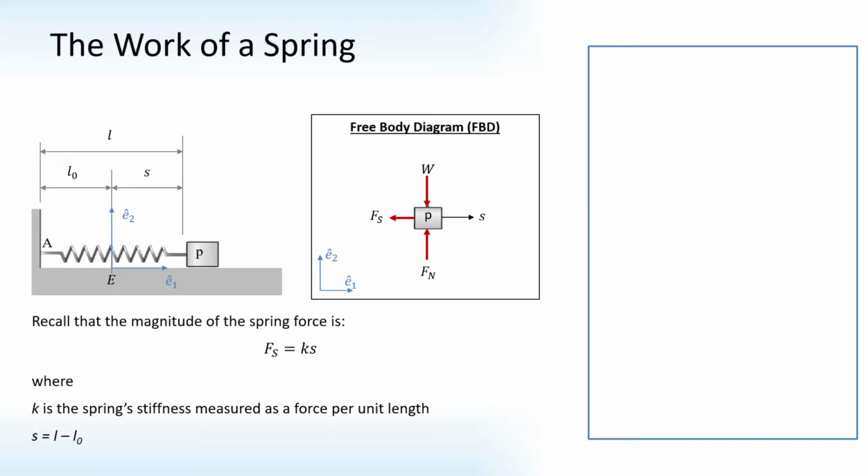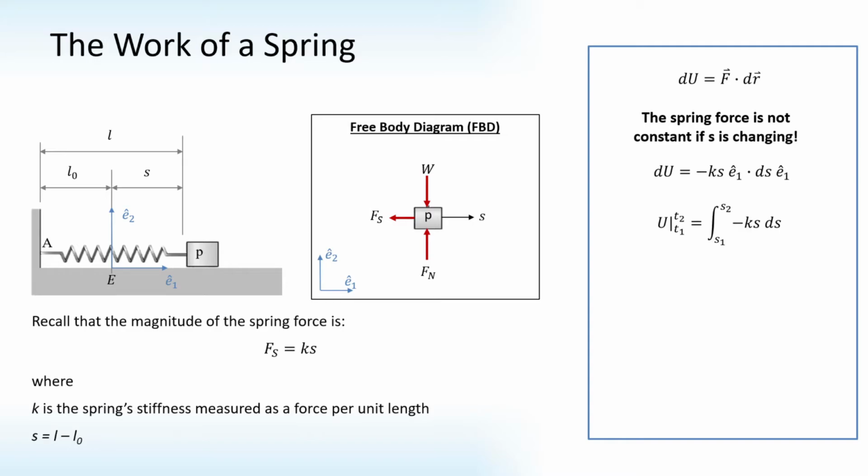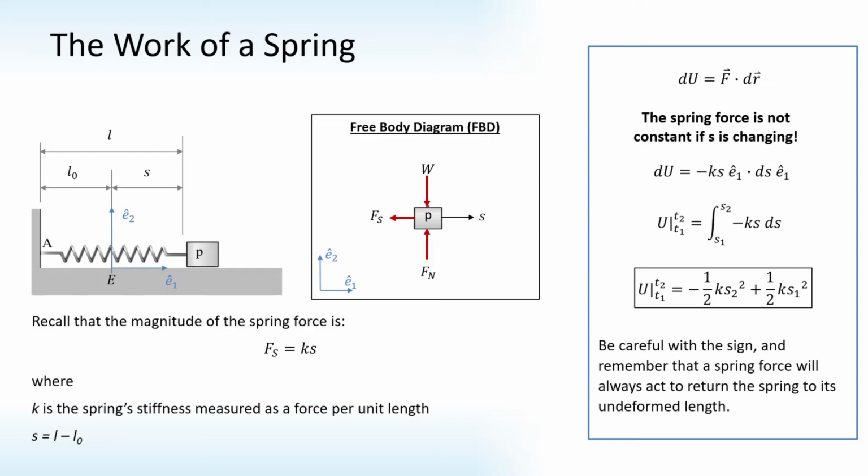Now let's go back to the general expression for work, which is dU equals F dot dr. Unlike gravity, the spring force is not constant. It varies with S. So plug in the expression for the force and we get dU equals negative kS E1 dot dS E1. And we can take the dot product of the E1 terms and set up the integral. And we find that the work done by a spring is negative 1/2 k S2 squared plus 1/2 k S1 squared. When working with springs, be careful with the sign and remember that a spring force will always act to return the spring to its undeformed length.